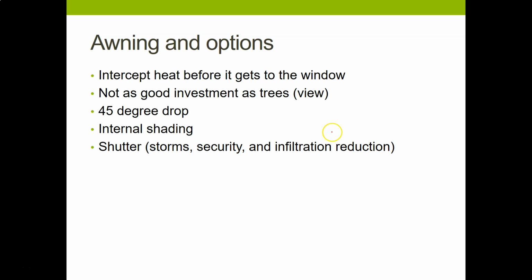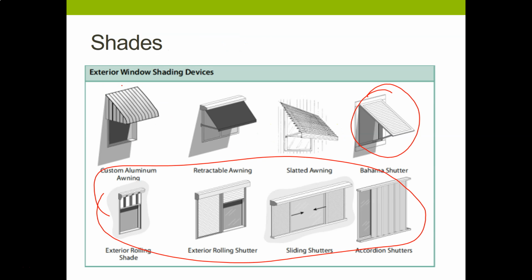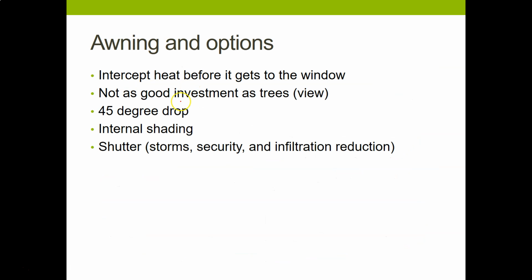Awning, and what options do we have when it comes to awning? It does intercept the heat before it goes into the window, which is a good idea. It's not as good an investment as trees, especially for the view. Personally, if I can plant some good trees, I'll go with that because it will give me good shade. When you want to install an awning, you should consider having it at a 45-degree angle.